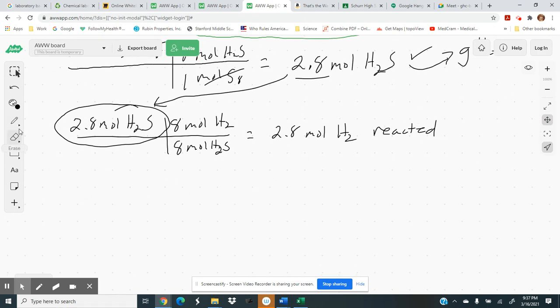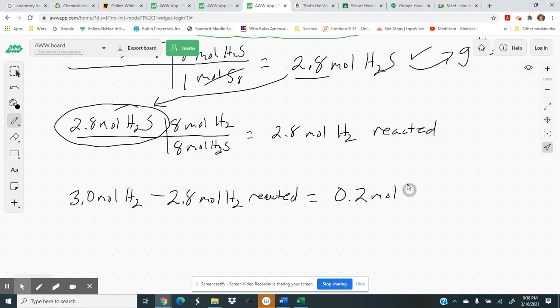So we started off with our initial amount of 3.0 moles of H2. That's how much we had to begin with. Then we subtract 2.8 moles of H2 that reacted. And that leaves us with 0.2 moles of H2 in excess. Right. If the question asks you for grams, then you can just go ahead and turn it into grams of H2. Okay, so that's how you can do a lot of the problems.